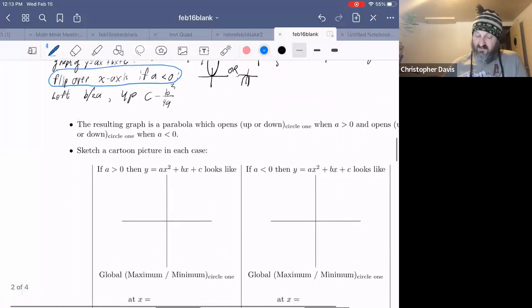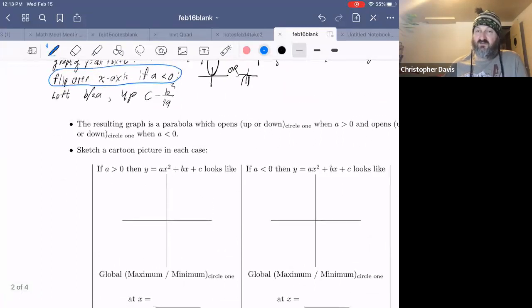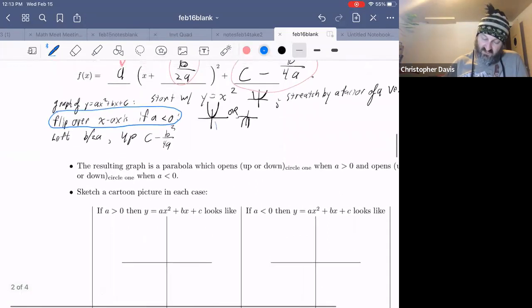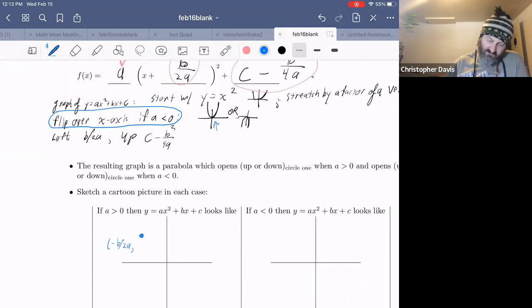If a happens to be positive, then you don't flip over the x-axis. So you stick with this graph, and then you translate. You translate left by b over 2a, so you have an x coordinate of negative b over 2a. You go up by c minus b squared over 4a. And then you're going to have an upward opening parabola. So you'll see this picture, and then you shift.